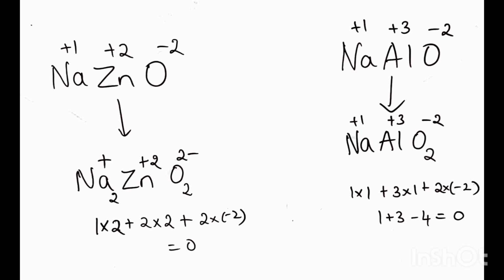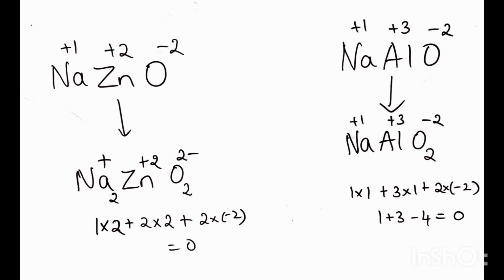If we write only O, then here the charge is not balanced. So what we do is we will write the formula as Na2ZnO2 so that overall charge of this molecule is balanced. 1 into 2 plus 2 into 1 plus 2 into minus 2 is equal to 0. So we get the charge neutral for this compound.